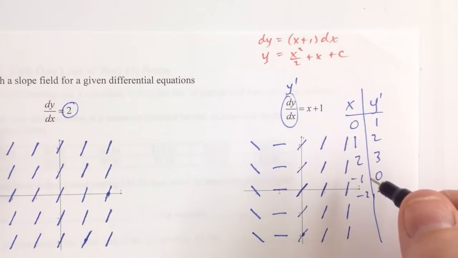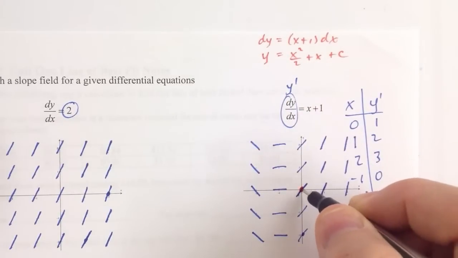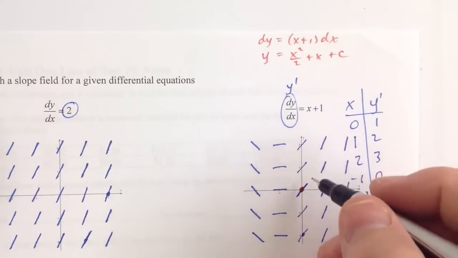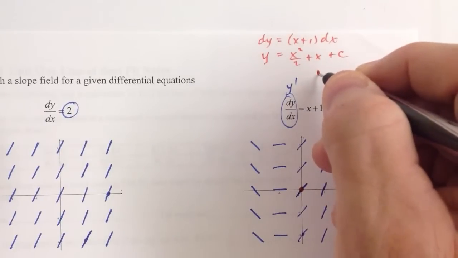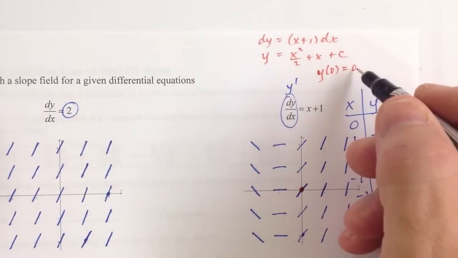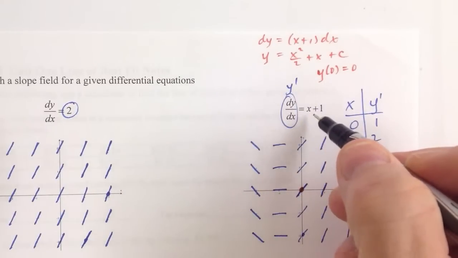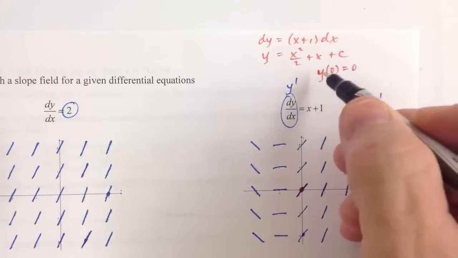Well, what does that mean? If x is 0 and y is 0, we have this slope field that goes right through this particular solution. If y of 0 equals 0, that would be our initial value for this differential equation.